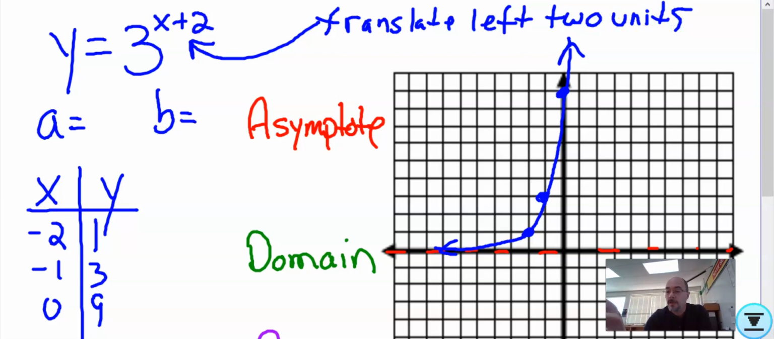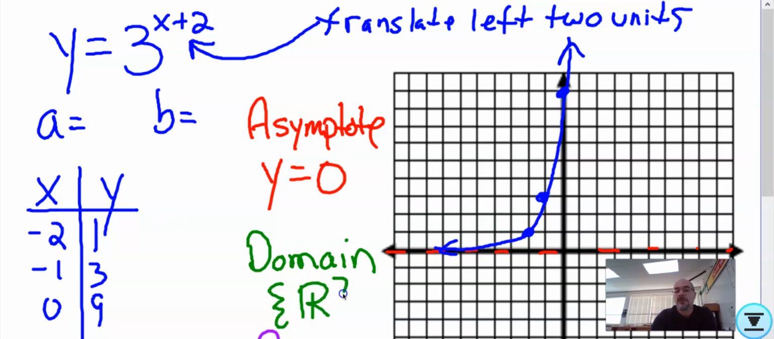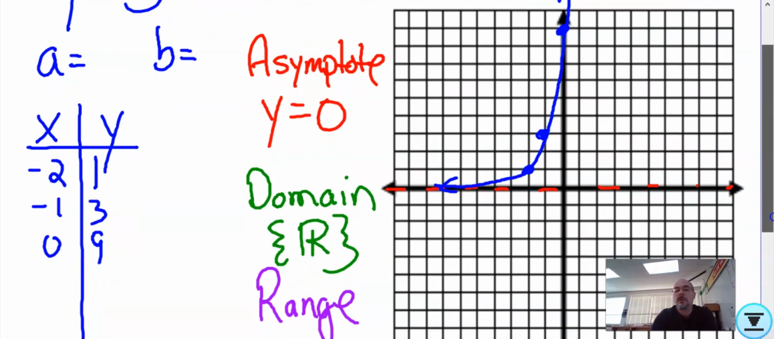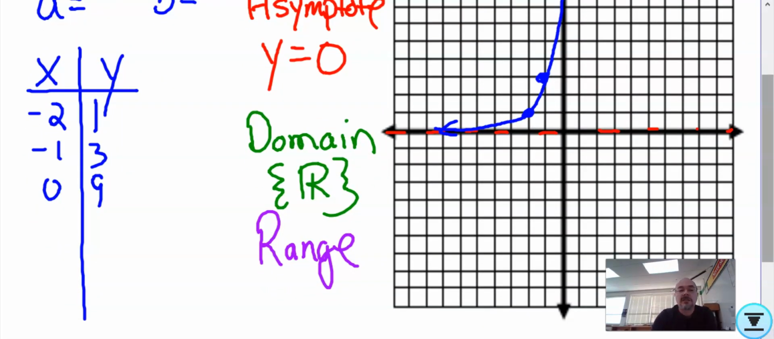Where on the other one, it translated up 2 units. Look at the difference. What's different between the equation? All right, so my asymptote is back to 0. My domain has not changed, ladies and gentlemen. My domain is still all real numbers. But the range, again, is affected with the asymptote. The range is y is greater than 0.